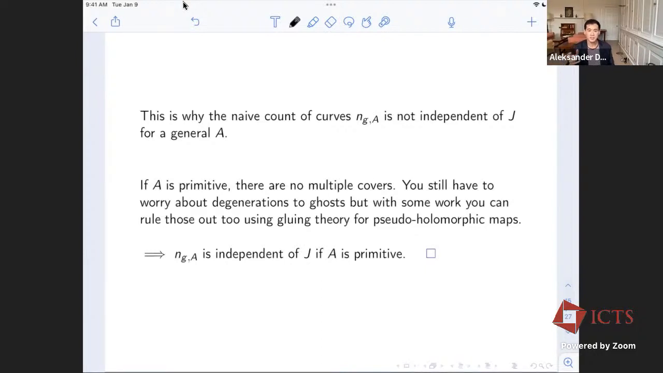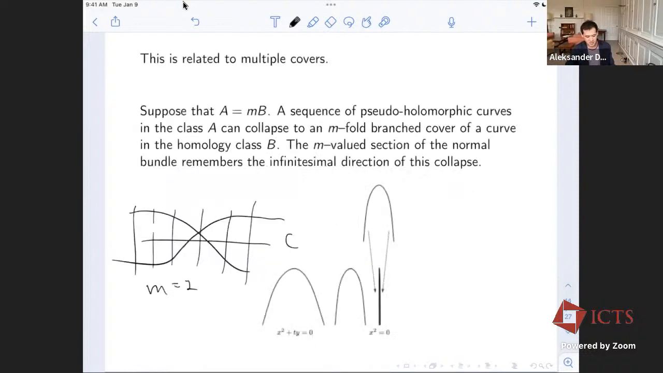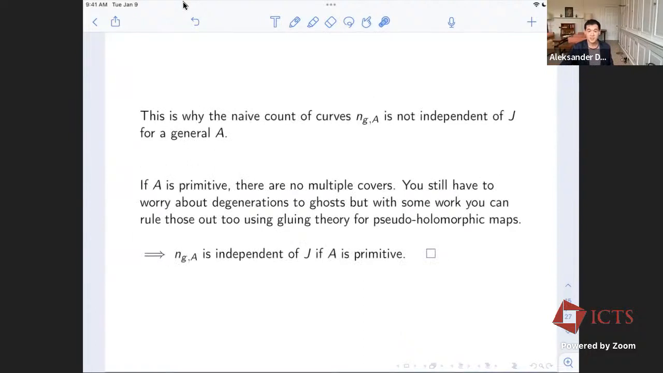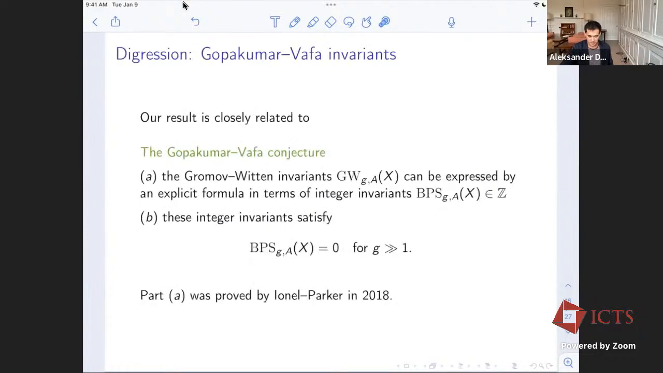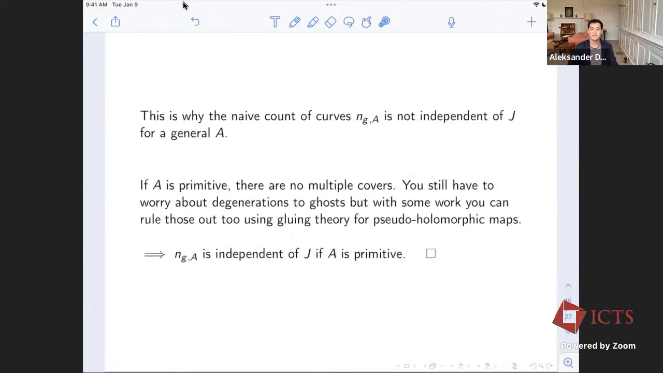So you always have finitely many curves for a generic J, but in a family, if the class is not primitive, you can have this collapse to a multiple cover. For a generic J, such a multi-valued pseudo-holomorphic section doesn't exist, but in a family it can exist. And that causes these numbers N_{g,A} not to be independent of J for a general homology class. Okay, any questions about this?